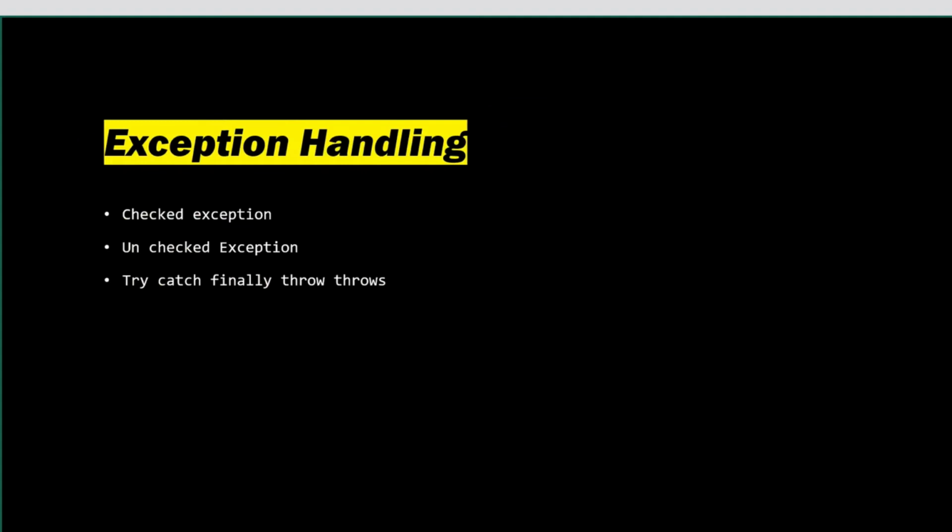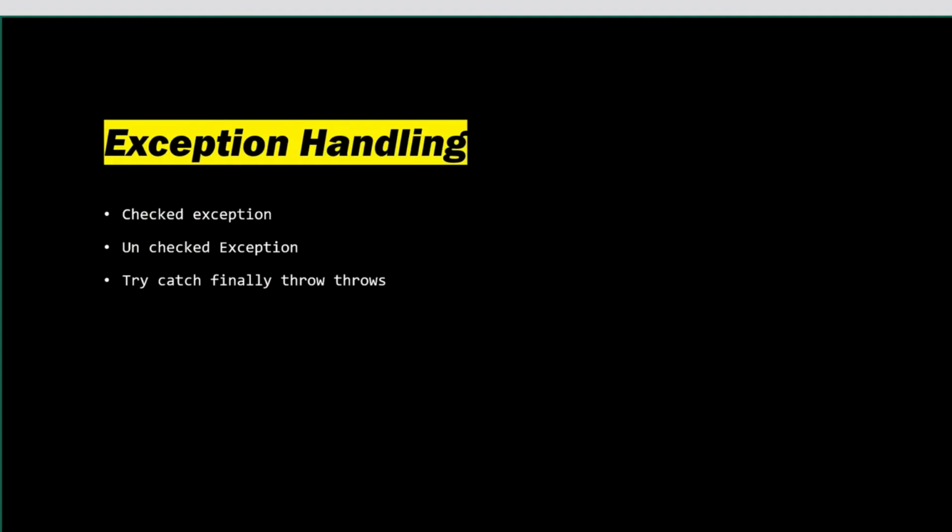If you are writing a program and you have a particular exception at line number 5, let's take a simple example: you are dividing a number by 0. Java cannot handle that, so your program will be interrupted at line number 5. What about line numbers 6, 7, 8, 9, 10? You want to execute those as well. So you can go with exception handling.